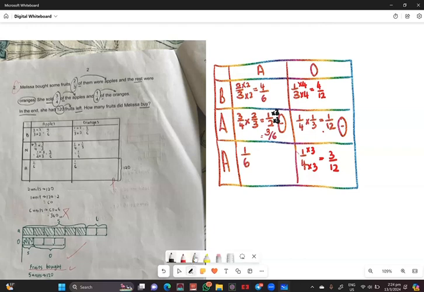Now, from here, I can see that since the denominator is all 12, you must understand that Melissa bought some fruits, right? So apples and oranges, they must have the same denominator. So I times 2 to this, I times 2 to this, I'll get 8/12 over here. For this, I'll get 6/12. For this, I'll get 2/12. Okay? Once I'm done with this, I can read the next part.